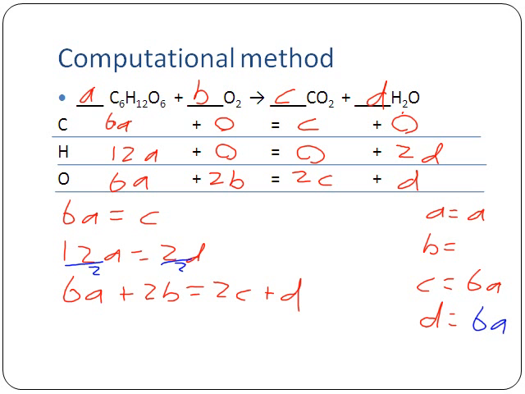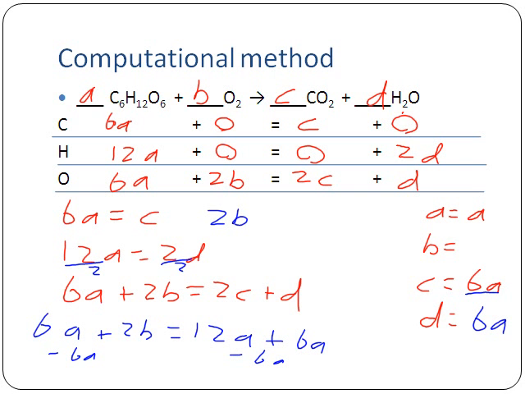Okay, now B is our last one. We're going to have to plug things into our last equation down here to get this to work. We have 6A plus 2B, which we don't know what B is yet, equals 2C. 2C, since C is 6A, is going to be 12A plus D, which is 6A. And so when we do this, we have 18A on the right. We're going to subtract 6A from both sides. And so we end up with 2B is equal to 12A. And to solve for B here, we're going to divide both sides by 2 again. And so we get that B is equal to 6A again.